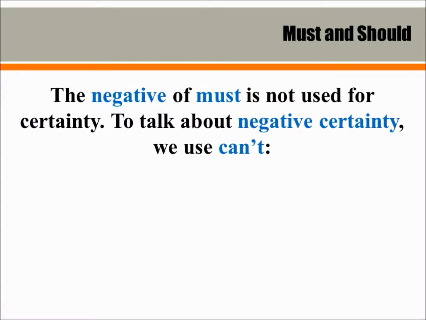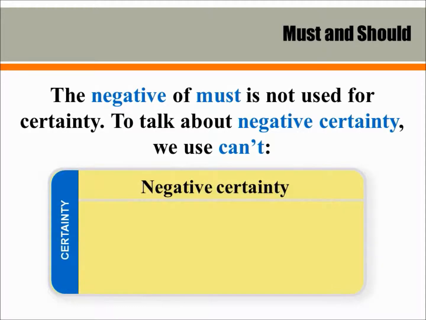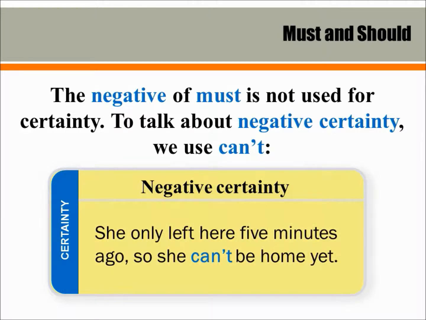The negative of must is not used to talk about certainty, because then it changes its meaning and becomes an obligation. To talk about negative certainty, we use can't. She only left here 5 minutes ago, so she can't be home yet.